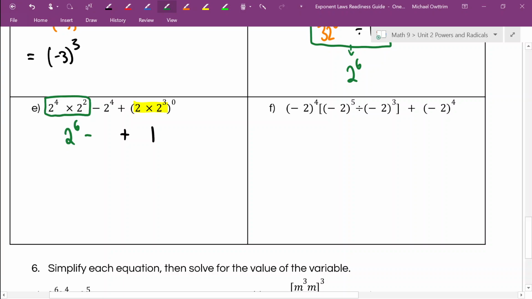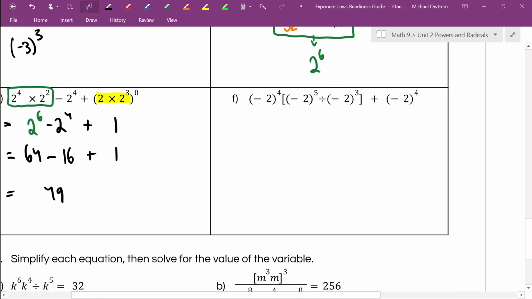Then I don't have any power laws for adding or subtracting powers, so I'm just going to have to evaluate everything from here. I know that 2 cubed is 8, and 2 to the 6 is 2 groups of 2 cubed, so 8 times 8 is 64. 2 to the 4 is 16, and plus 1. So 64 take away 16, well 64 take away 10 would be 54. Take away another 6 gives me 48, plus 1 gives me 49.